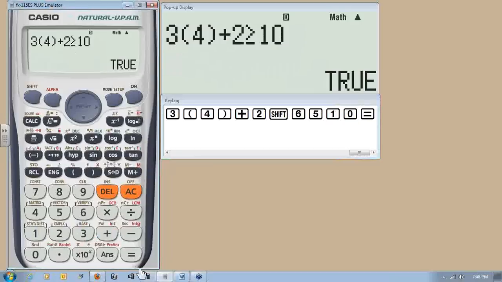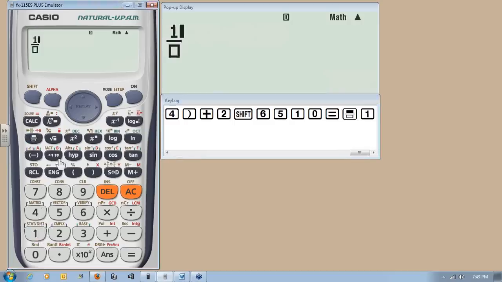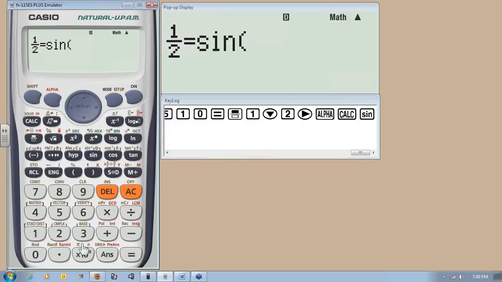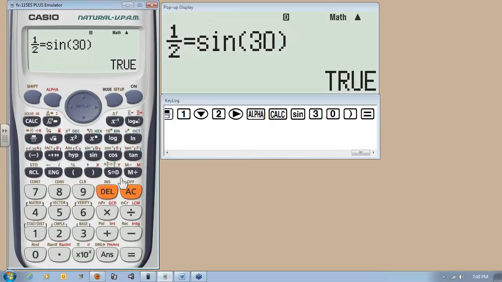So the verify menu I really enjoy because it does let you do some very complicated things. Is 1/2 the same as the sine of 30 degrees? There are some limitations. It won't do some advanced calculus, for example. It won't do integrals and things like that, but it is a great tool for having students verify answers and verify relationships.